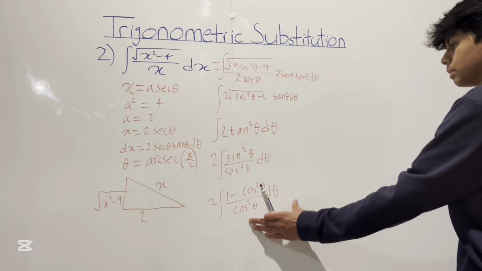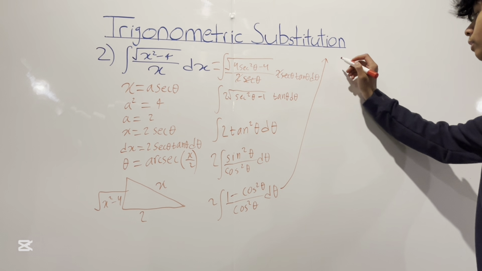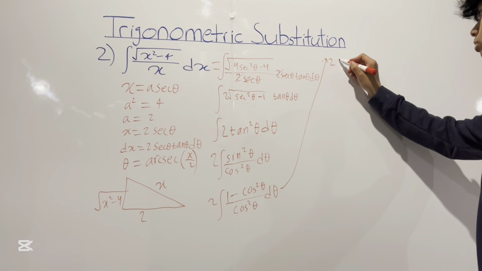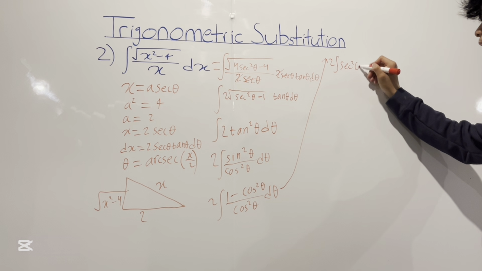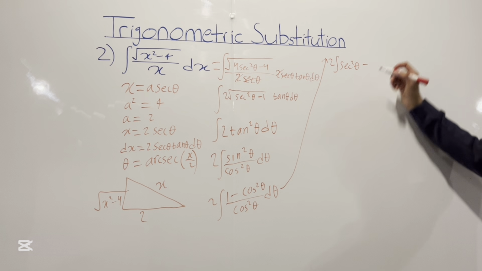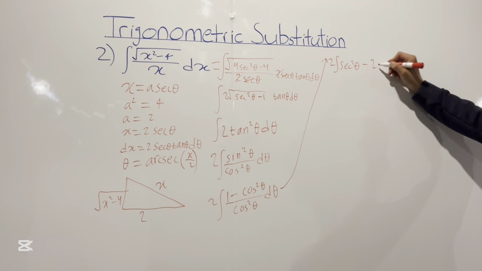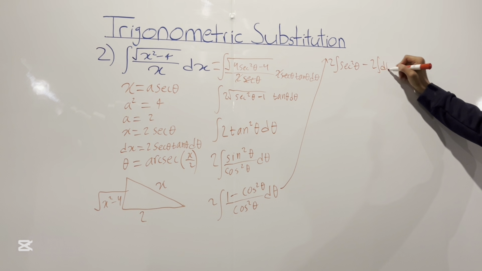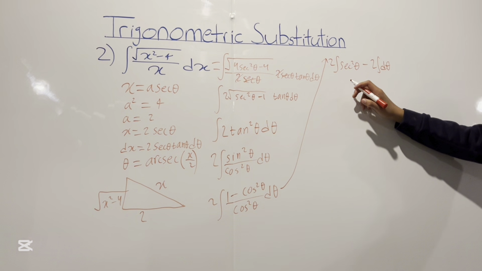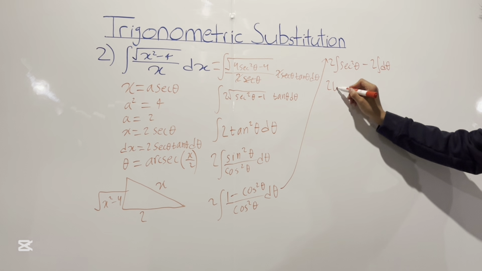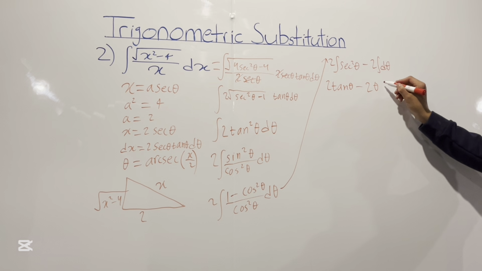And again, we can split this integral apart. So we have 1 over cosine squared, which is secant squared theta, minus cosine squared theta over cosine squared theta, which is just 1. So minus 2 times the integral of d theta. Now, the integral of secant squared theta is just tangent. So we get 2 tangent theta minus 2 theta plus c.